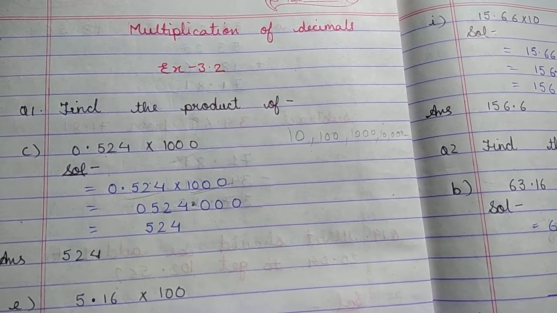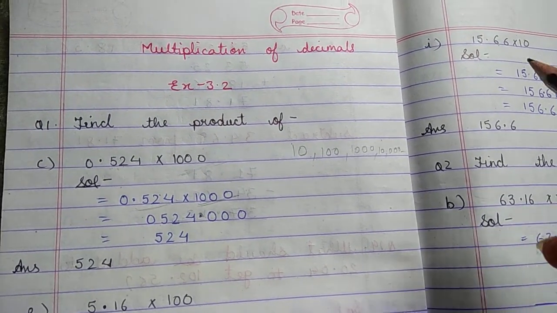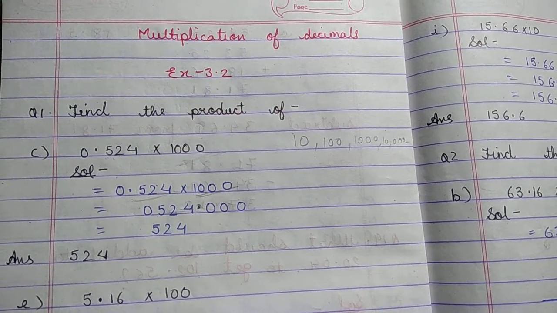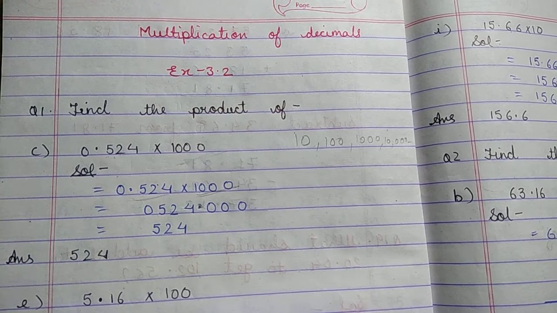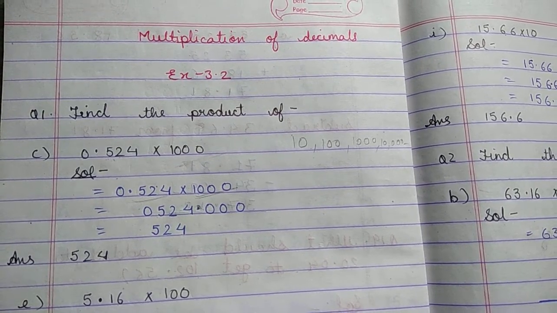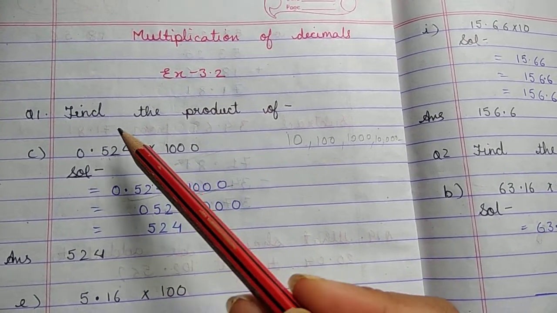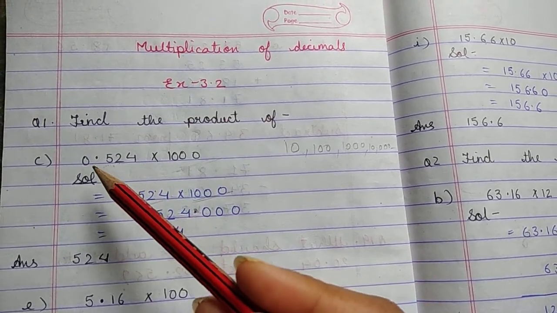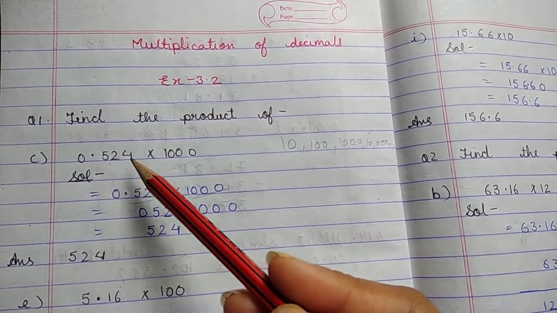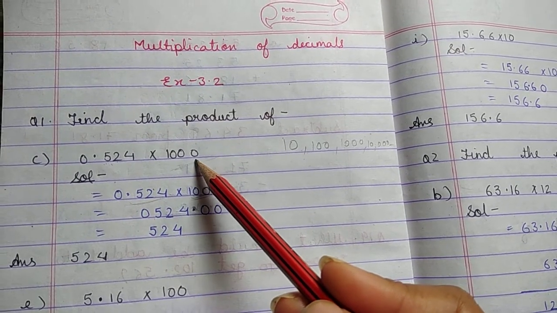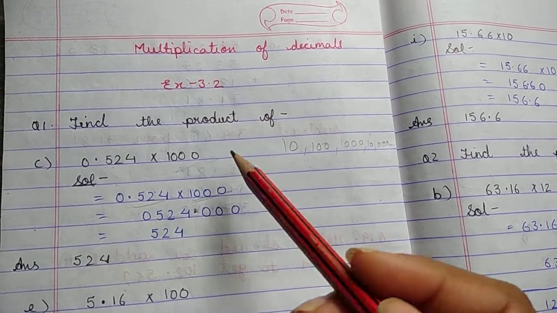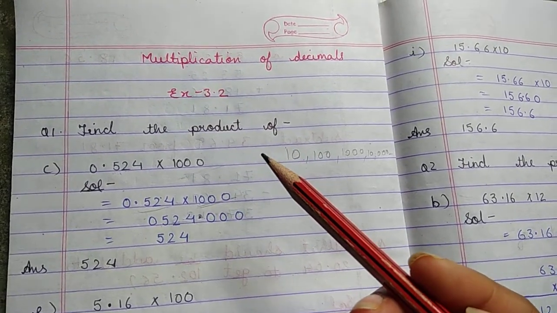Hello students, welcome to the class, and today's topic is multiplication of decimals, and we will be discussing the questions of exercise 3.2. So the first question is you have to find the product of 0.524 multiplied by 1000. If any decimal number is multiplied by 10 or its multiple.